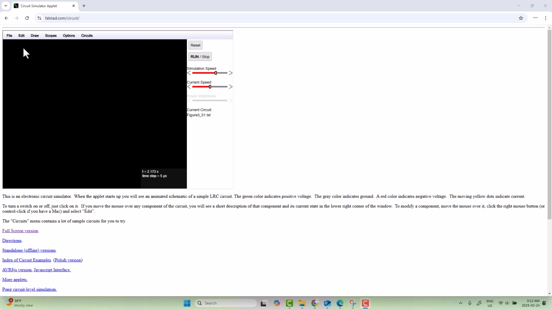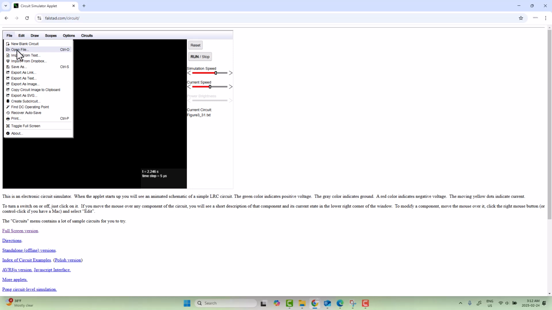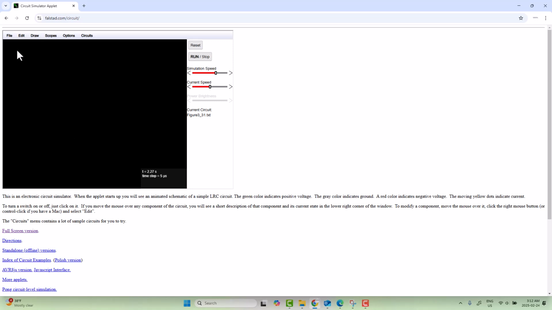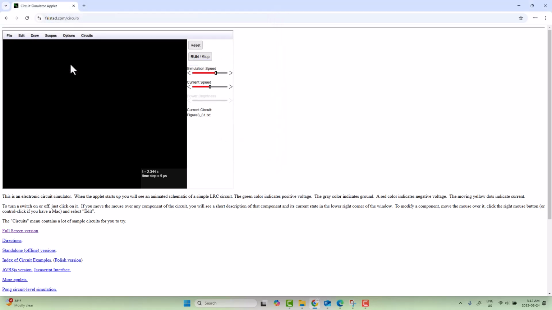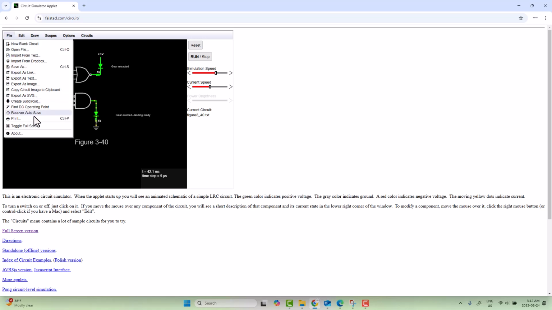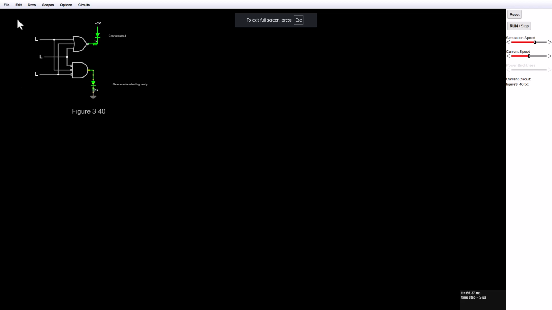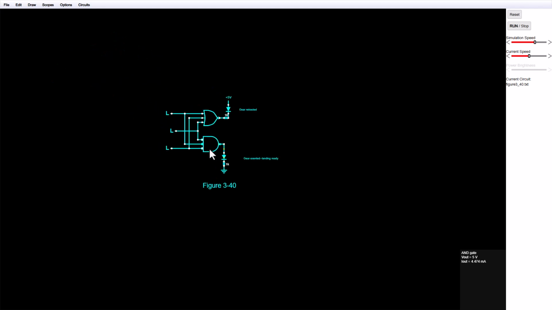So we're going to go ahead again to Falstad, which you can find at falstad.com, and then open the file. You can download it from the course website, or you can design it from scratch. It's not really a big deal. Here's figure 3-40, double click, and you will see it here. For a better view, you may want to toggle to full screen. All right, let's do some simulation here.